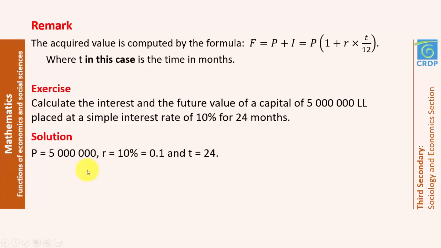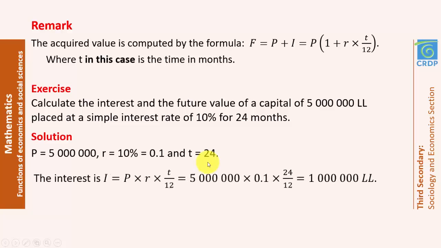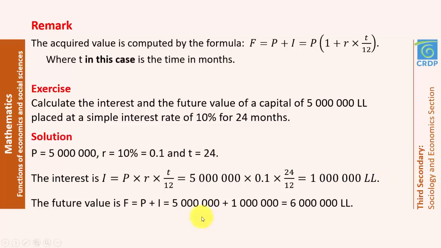So the solution is, again, P is 5 million, R is 10%, which is 0.1, and T is 24. The interest is then I equals P times R times T over 12. And here we replace T by 24 since we have 24 months. Substituting, we find that the value is 1 million, which is equivalent to the previous exercise, since in the previous exercise we had 2 years, and 24 months are equivalent to 2 years.